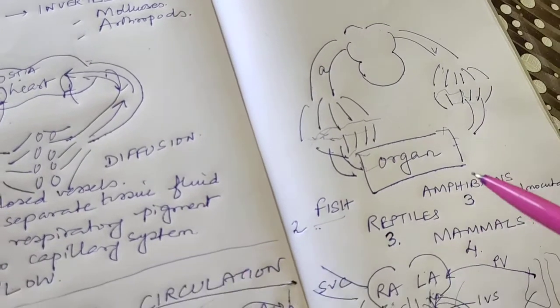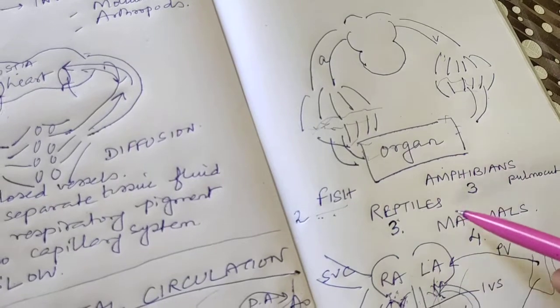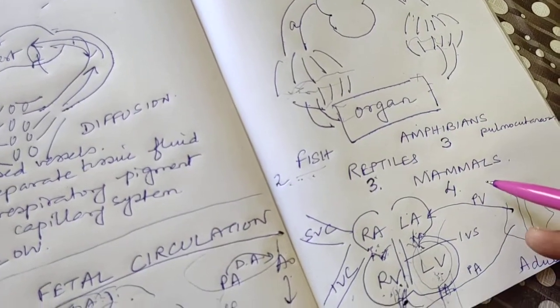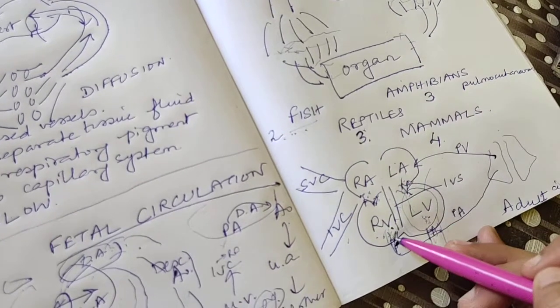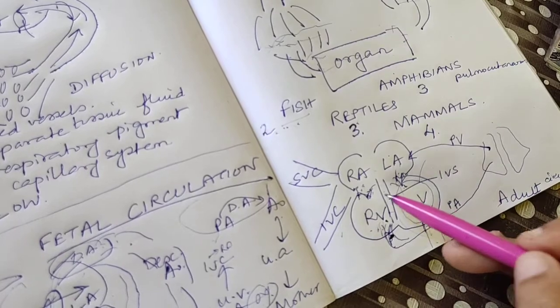And then again, by evolution, we have shown from the fish to amphibians, reptilia, mammals, where the two-chambered heart gradually evolved into the four-chambered heart. The four-chambered heart has been demonstrated, and the adult system of circulation shown here.